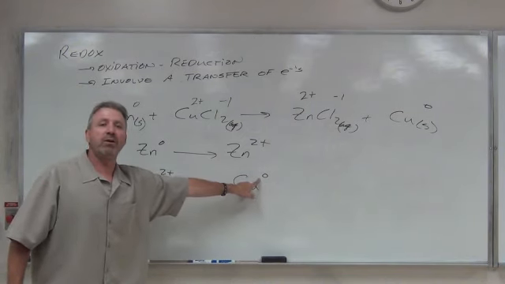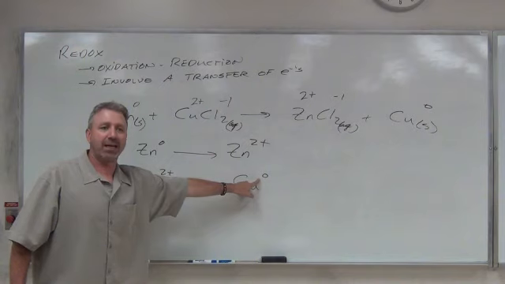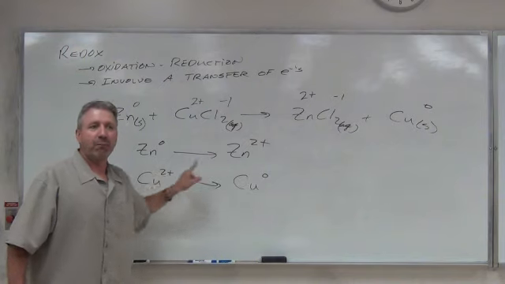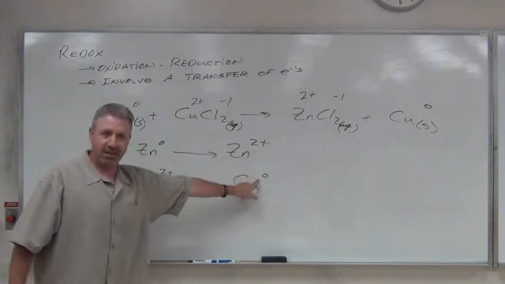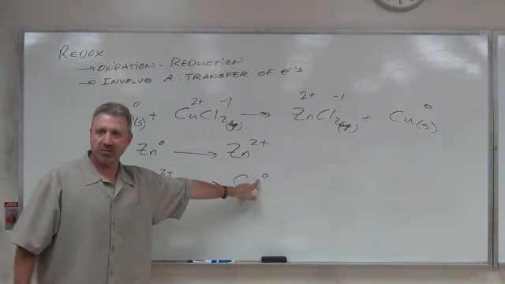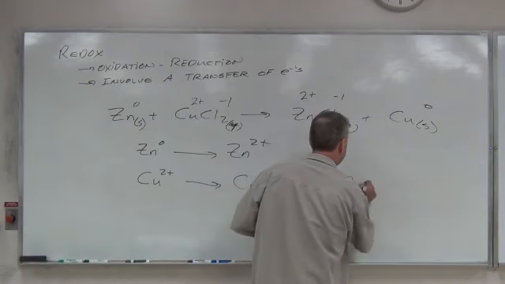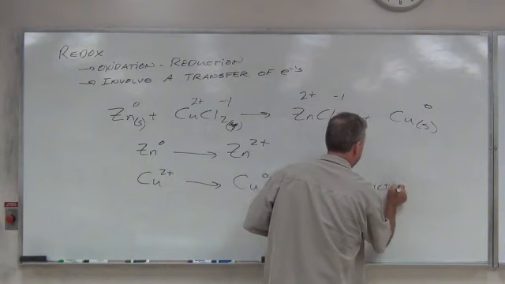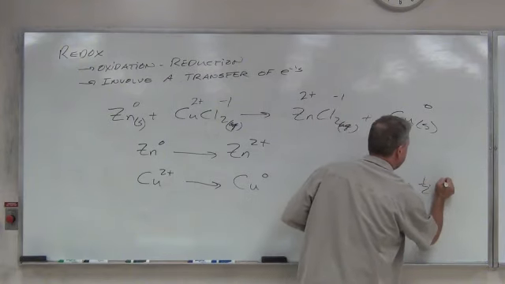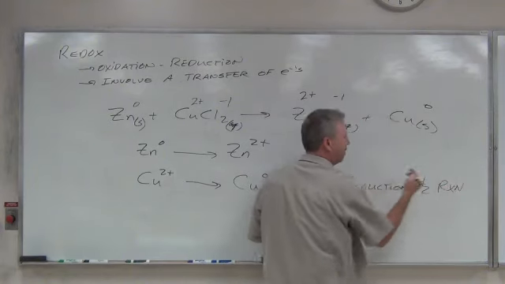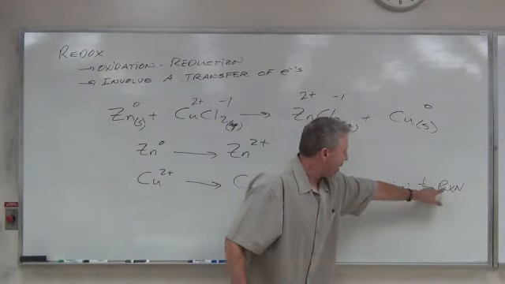0 to plus 2, plus 2 to 0. One of them will be reducing. Plus 2 to 0 is reducing, isn't it? That's the reduction half reaction. That is my shorthand for reaction. It's RXN.